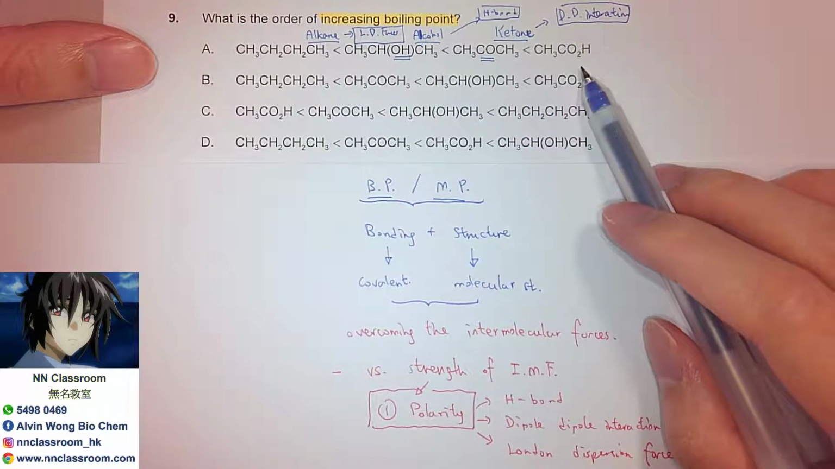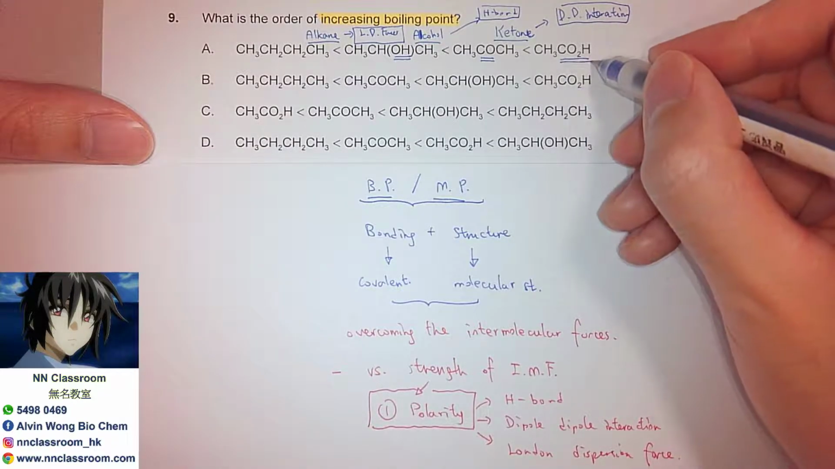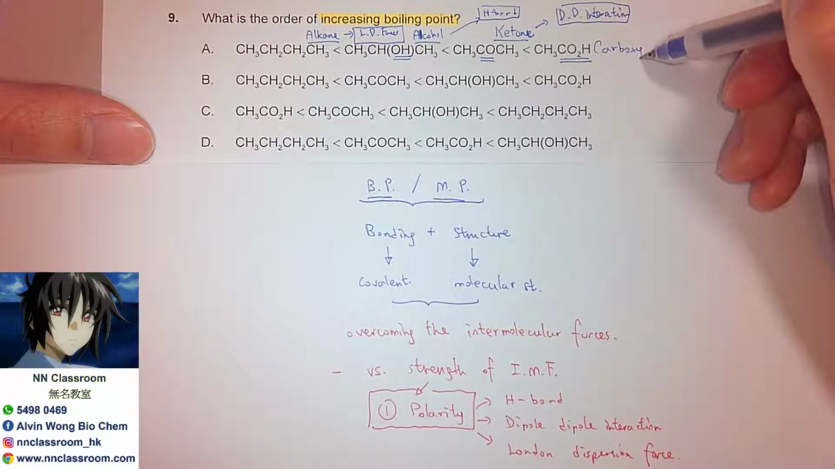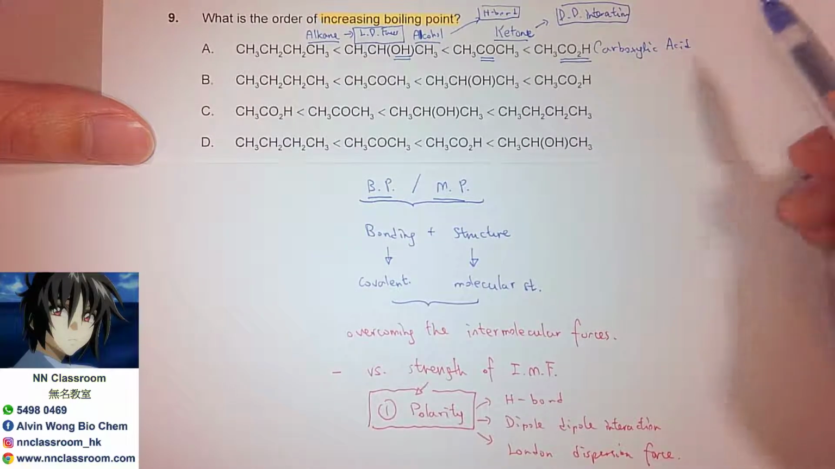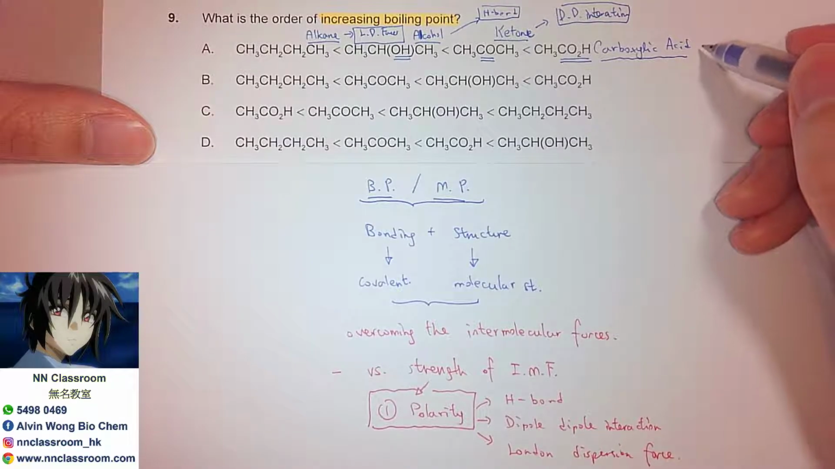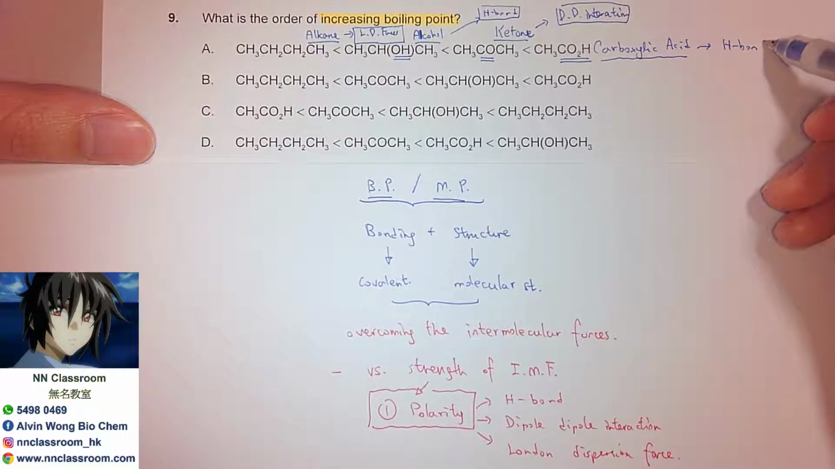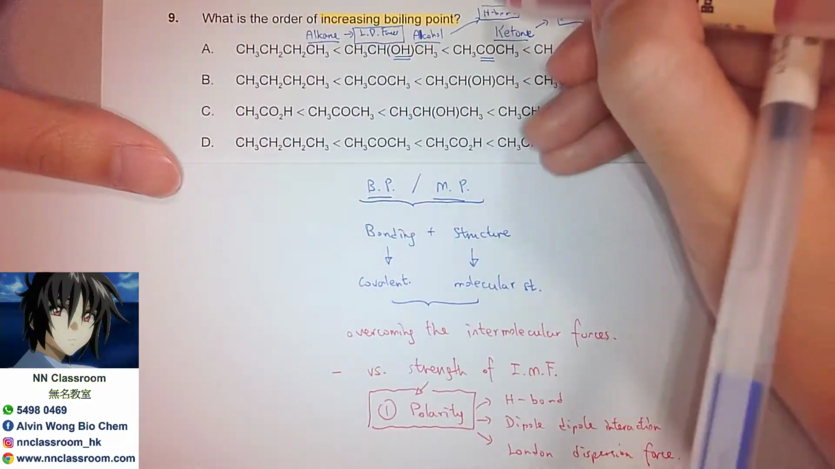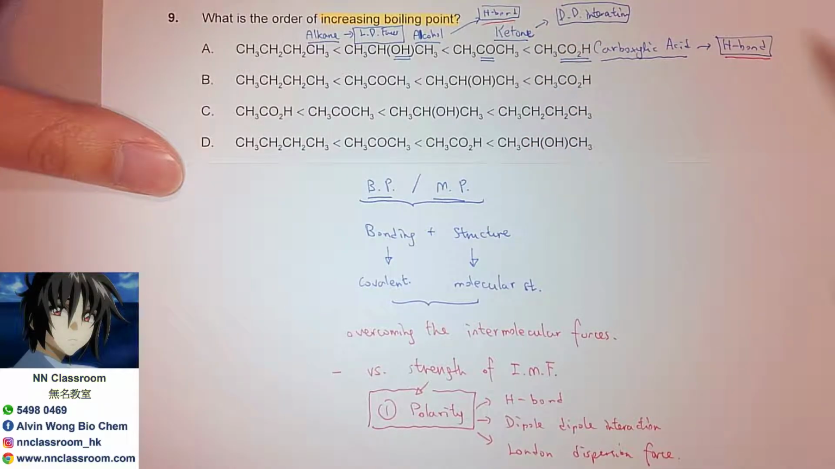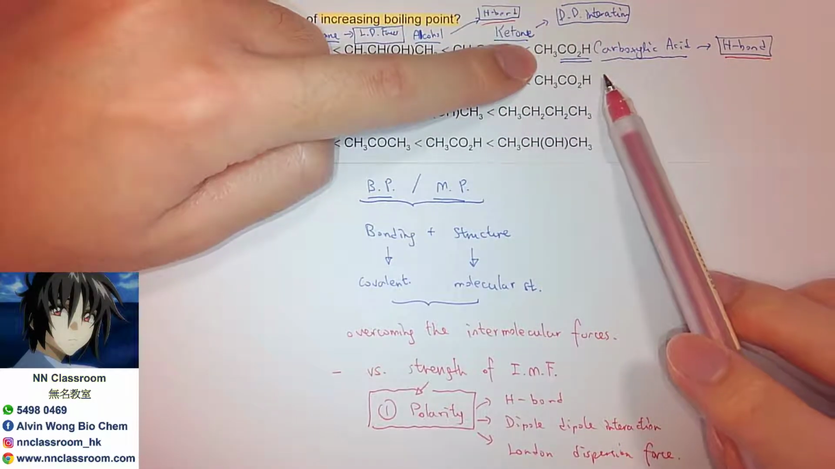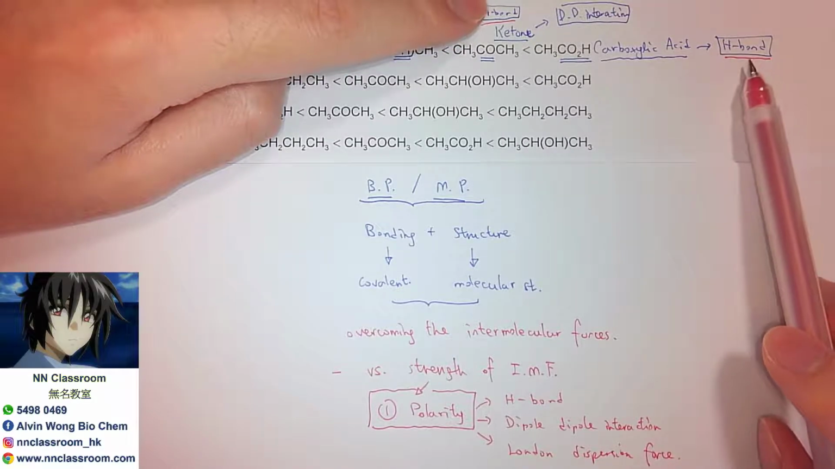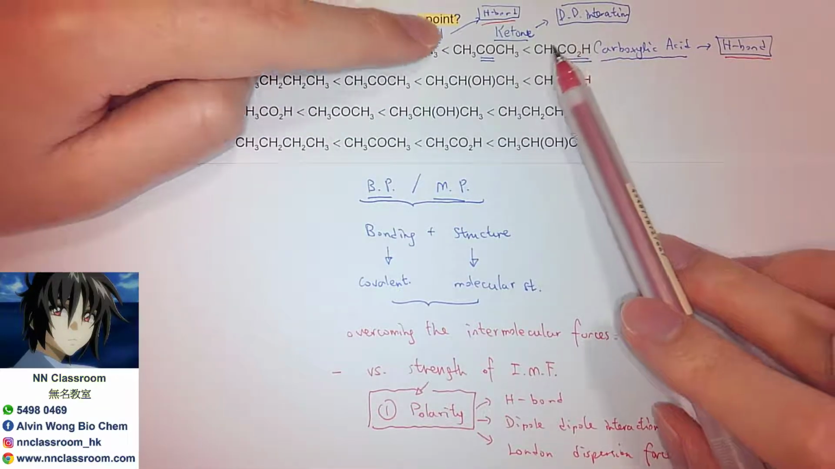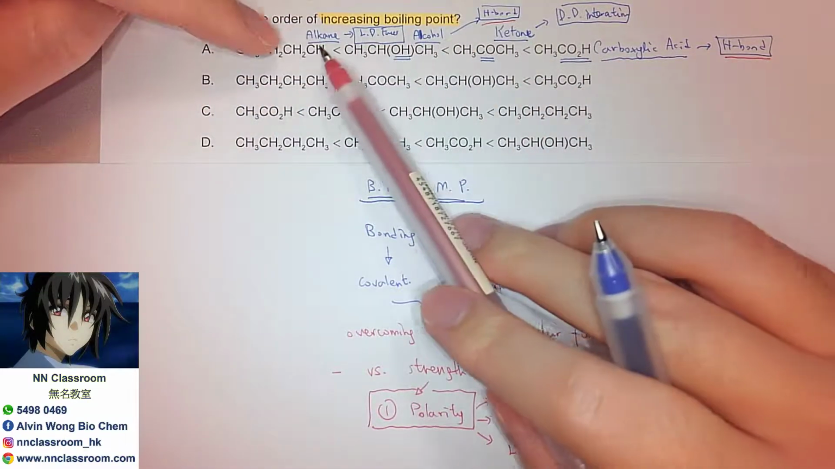But let's look at the final one, which is the carboxylic acid. A carboxylic acid is also a very polar molecule, in which it should also attain hydrogen bonding between acid and acid molecules, right? So now you should see two of the homologous series, alcohol and carboxylic acid, both containing hydrogen bonds holding the molecules together. So that's why these two should be the champions, followed by ketone and finally alkane.